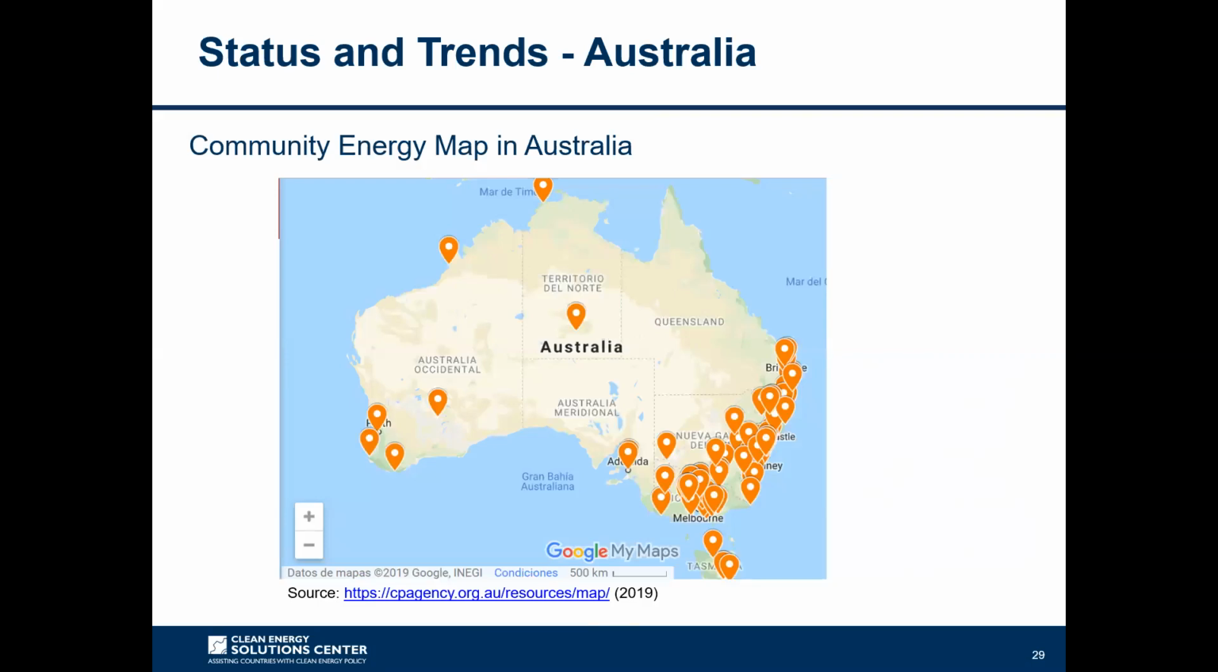The favorite technology option is solar PV, and this ranges from household scale to medium scale installations up to 250 kilowatts. The first community-owned solar farm with a capacity of 99 kilowatts was launched in October 2014. Today, there are at least 105 community energy projects in Australia.